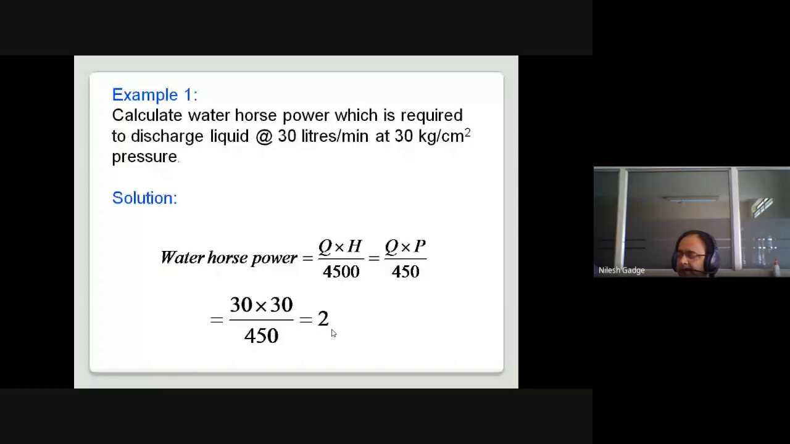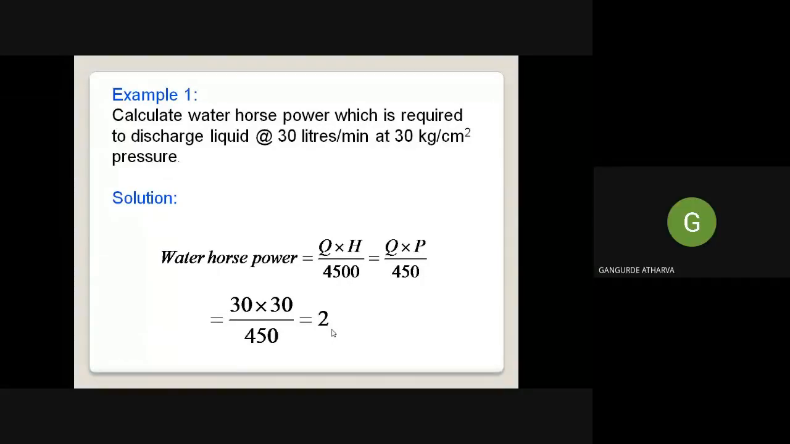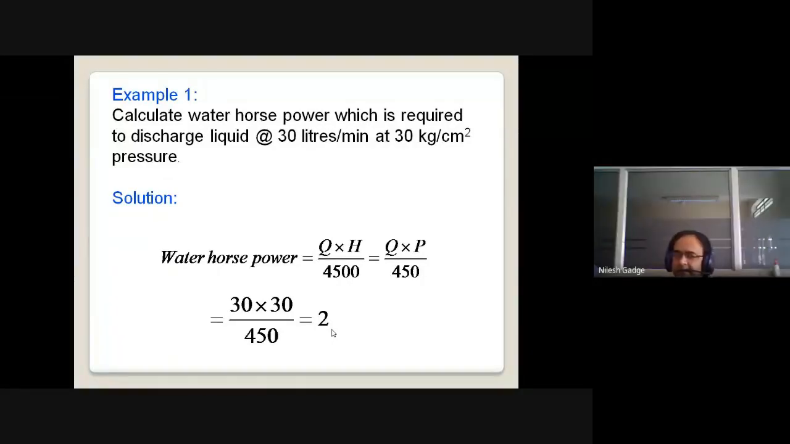I hope you have finished this. Okay, you can directly speak, no problem. Is it finished, Atharva? Yes, sir. Okay, then we will take the second problem.